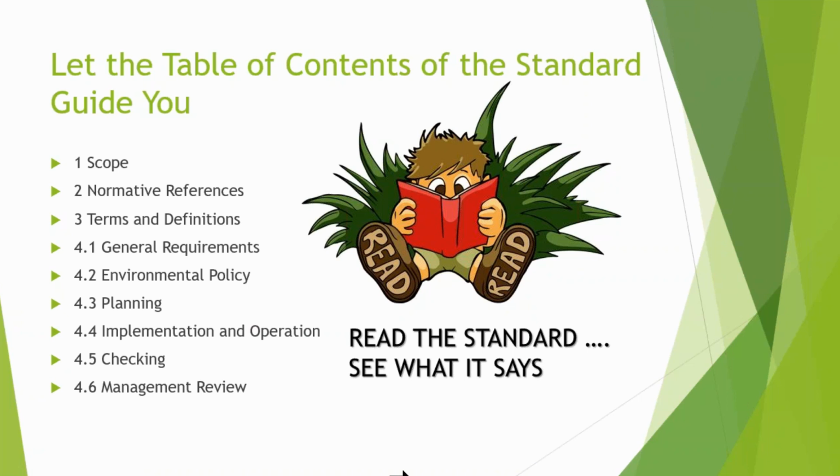Then we get into planning, and it says we must plan, but no requirement for a documented procedure. Implementation and operation. We must implement and we must operate, but there's no requirement for a documented procedure. Checking. We must check. We must do management review. So let's look at this standard and see what we could do that still meets these requirements.